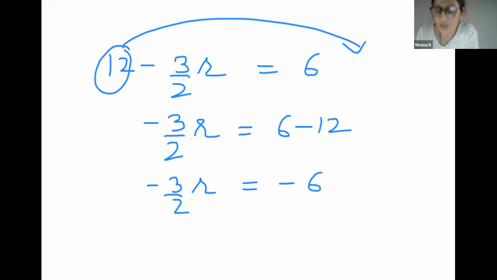So I saw 12 is alone. I moved that 12 to the other side, following the rules. Here it is plus 12. When I take it to the other side, it becomes minus 12. Now, when I subtract 6 from 6 and minus 12, right?